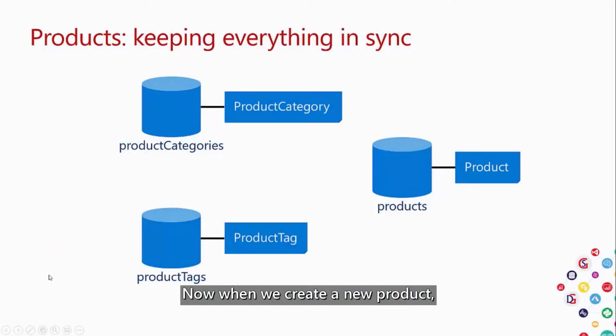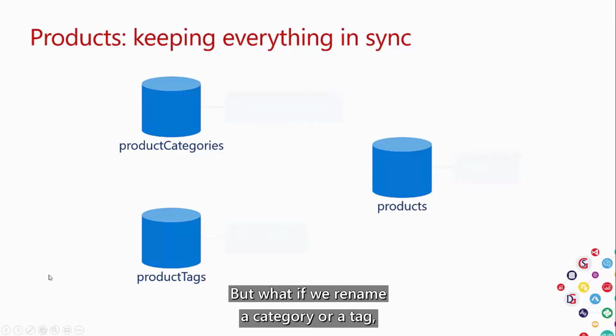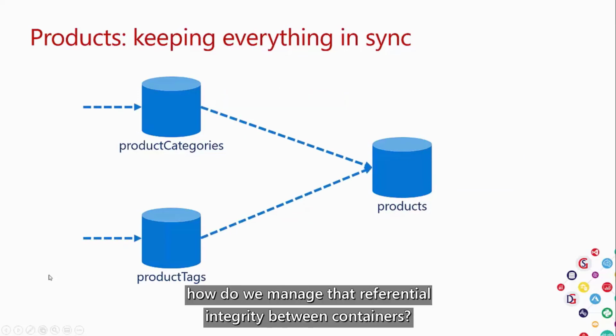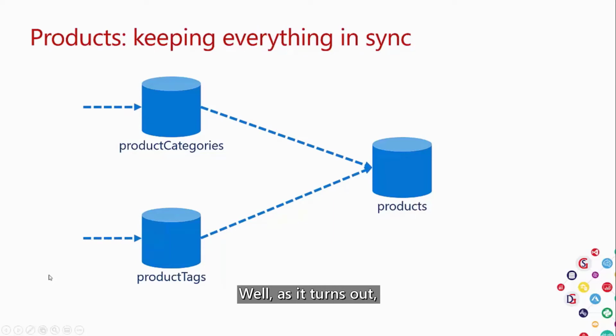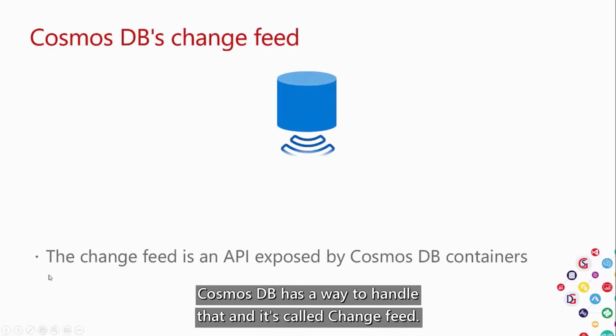So now when we create a new product, we need to populate these additional properties. But what if we rename a category or a tag? How do we manage that referential integrity between containers? Well, as it turns out, Cosmos DB has a way to handle that. And it's called change feed.